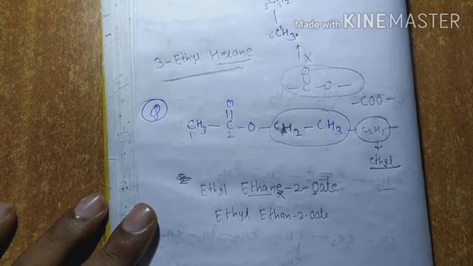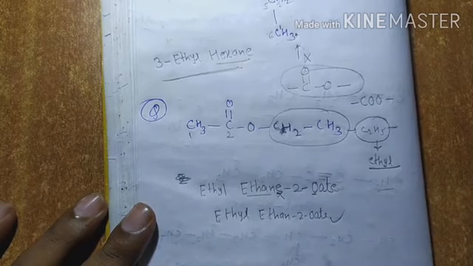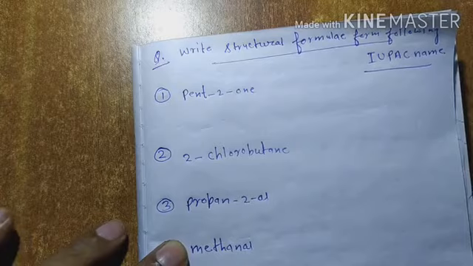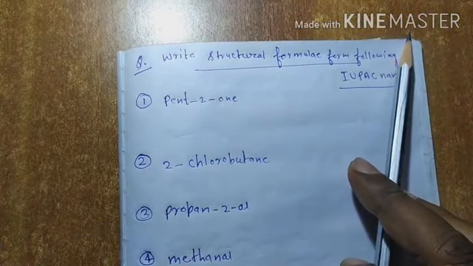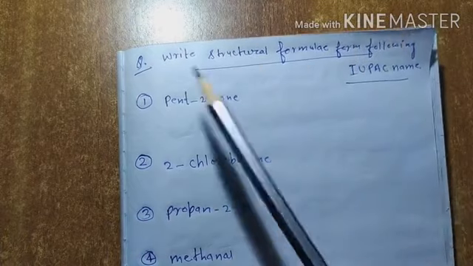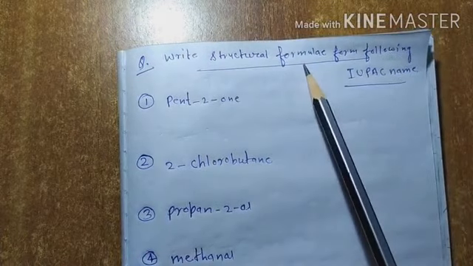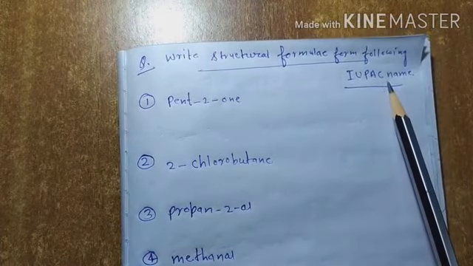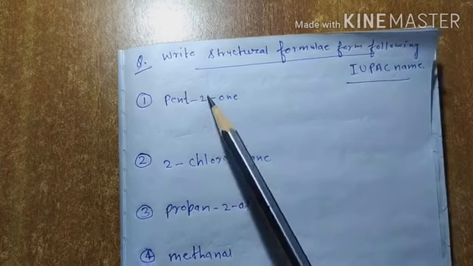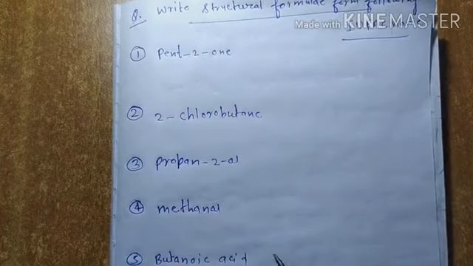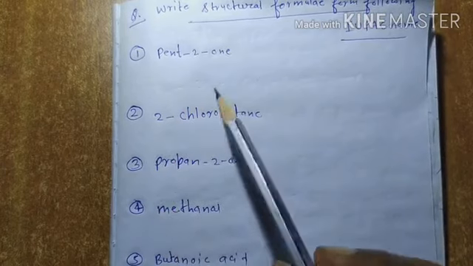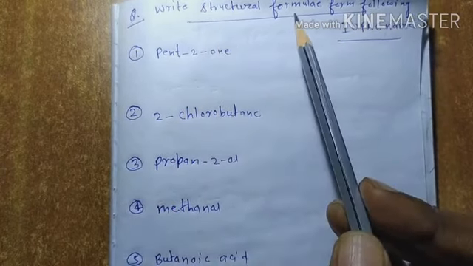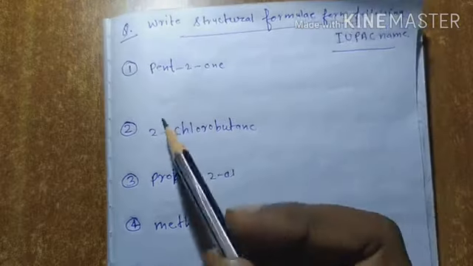Okay, this is the correct name of this structure formula. Listen, now it is just opposite to the previous example. Now we have to write structure formulae from the following IUPAC names. So here the IUPAC name is given, and from this IUPAC name we have to write the structure formulae. Okay, so it is very easy.